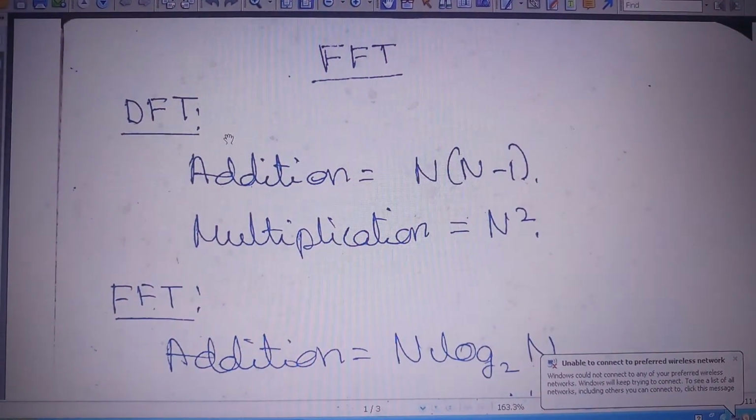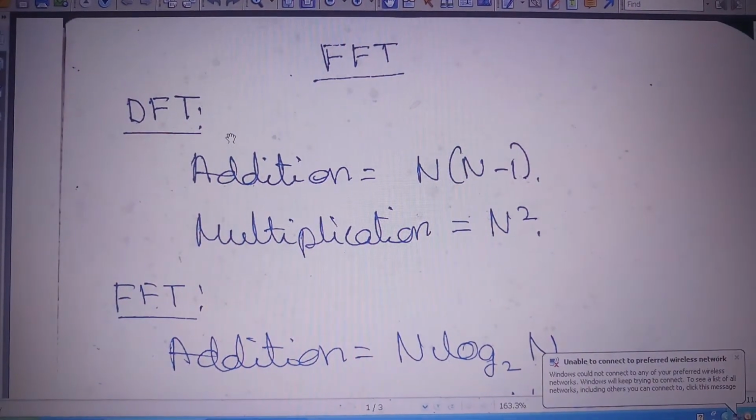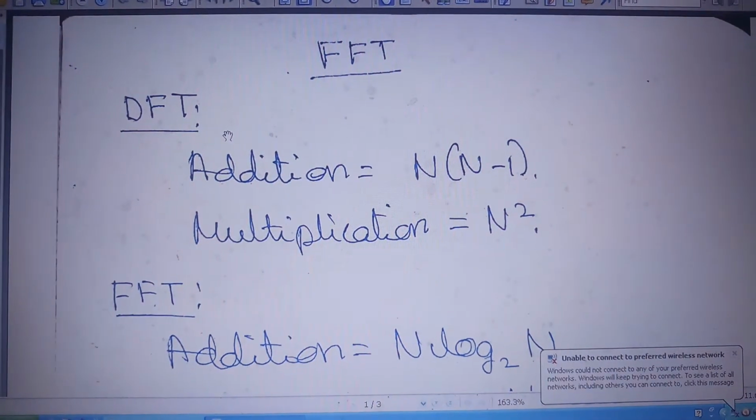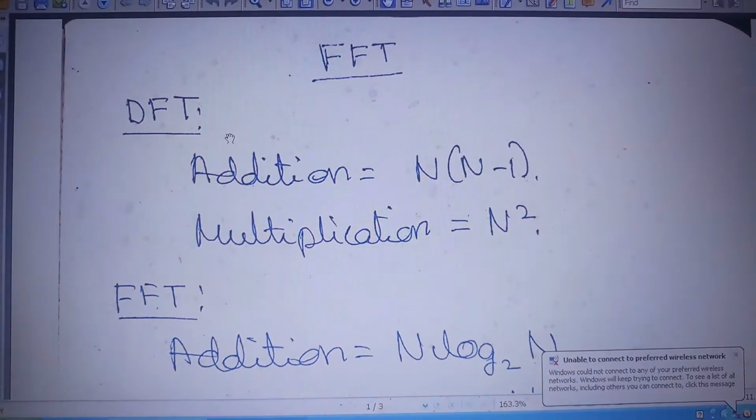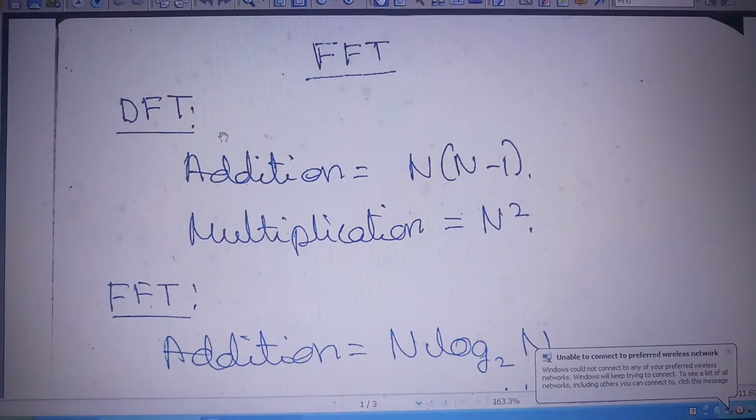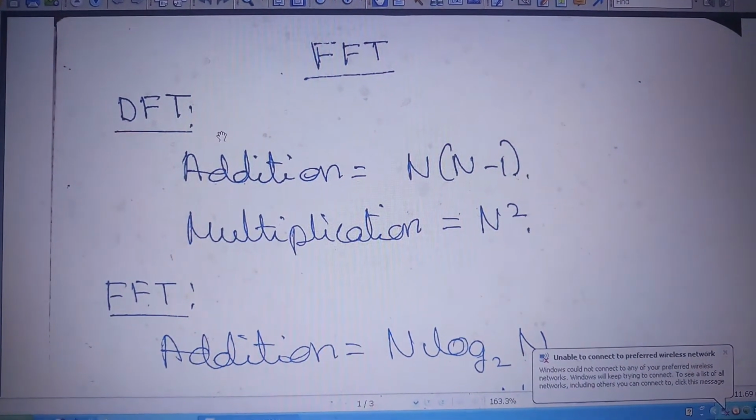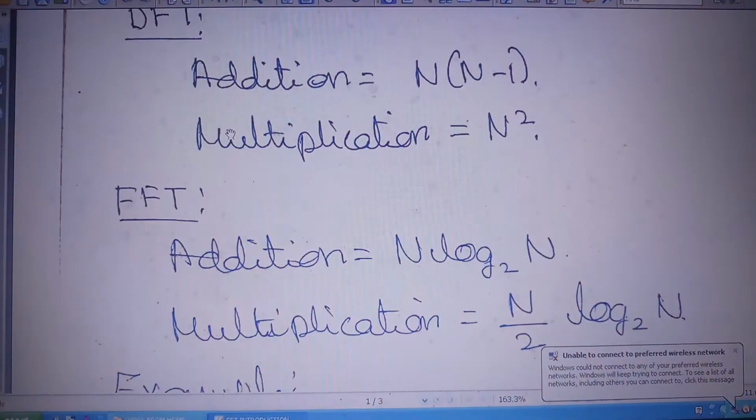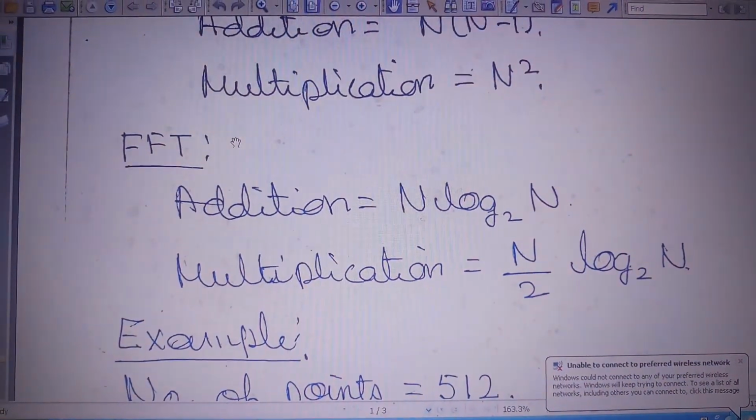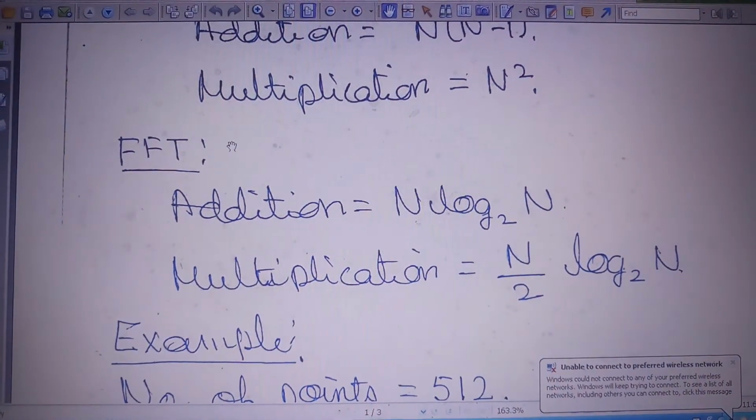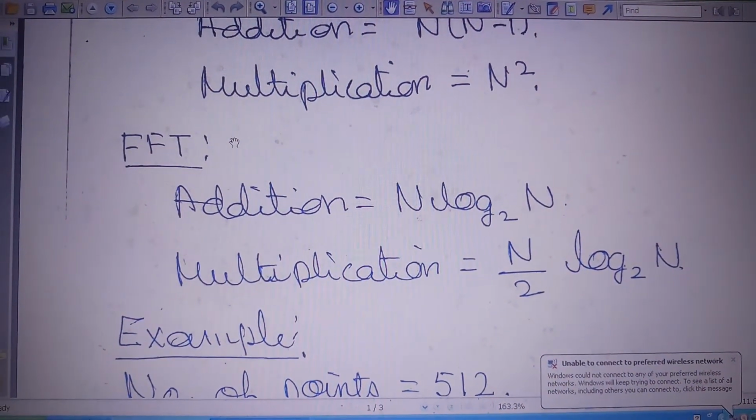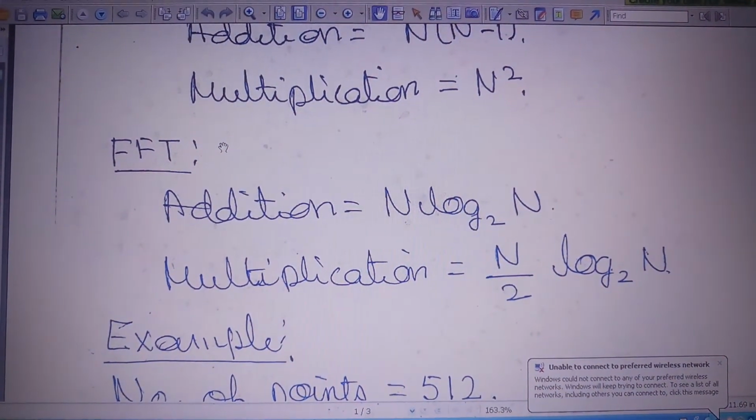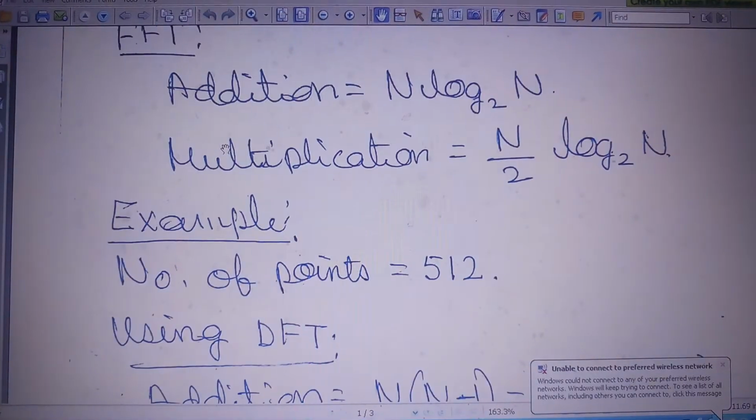To start with, for DFT, to solve an N-point problem, that is N samples, we need the number of additions equal to N into N minus 1 and multiplications N square. But using FFT, it is reduced much less. That is, the number of additions required is N log base 2 N and multiplications is equal to N by 2 log base 2 N. So let me take an example.